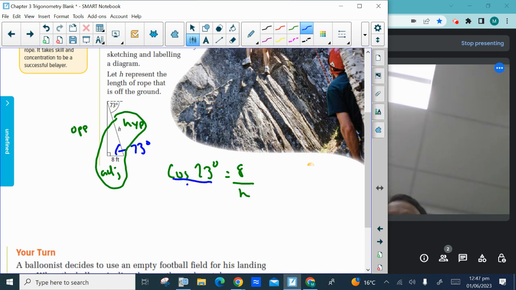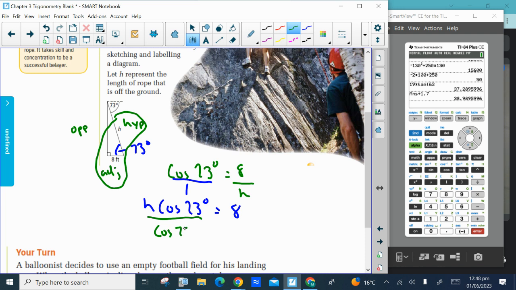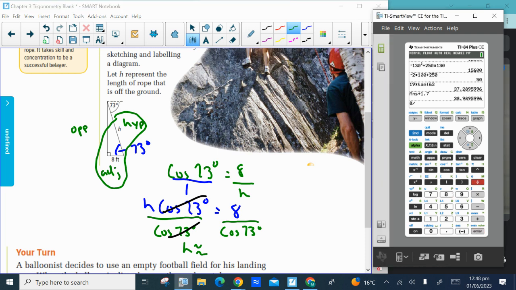In this case, we make both sides a fraction, we cross multiply, and we don't have h by itself after cross multiplying. We have to do one extra step, which is divide both sides by cos of 73. Those will cancel on the left. You'll have h by itself. And we'll find out what it is by going 8 divided by cosine of 73.